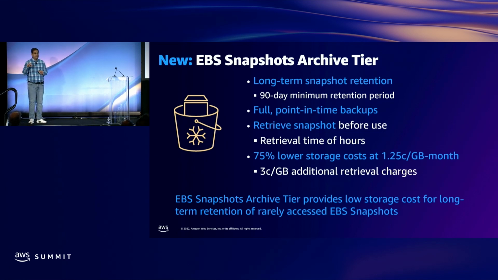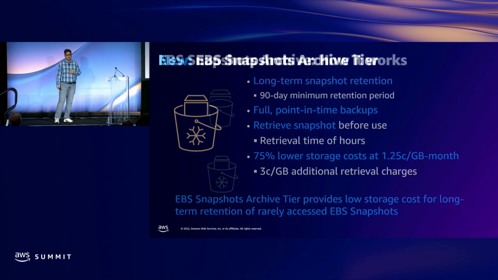And it's a 75% lower storage cost, again, US East 1 pricing at 1.25 cents per gigabyte month compared to 5 cents per gigabyte month for regular snapshots. And then you have 3 cents per GB additional retrieval charges. And we think this meets the customer need of low storage cost for long-term retention of rarely accessed snapshots.